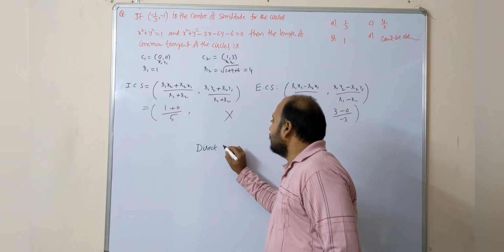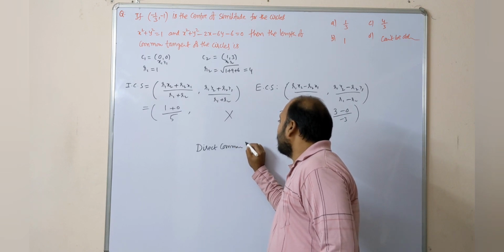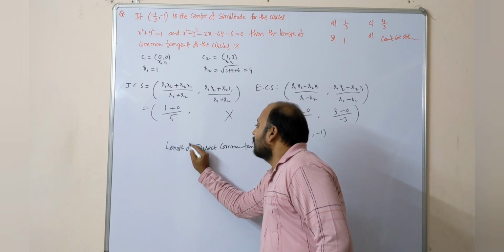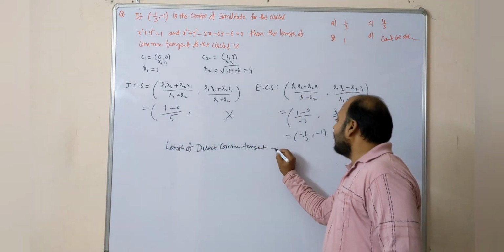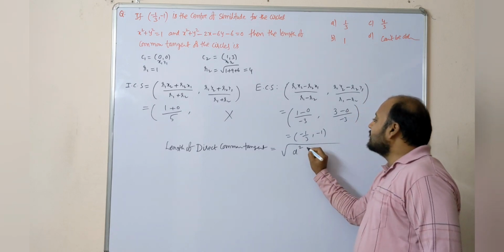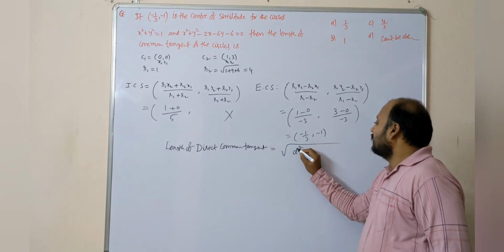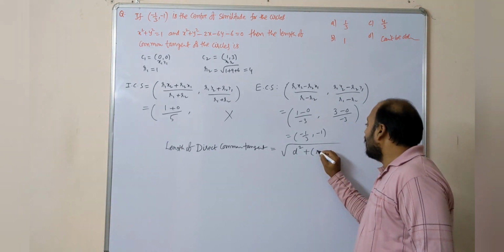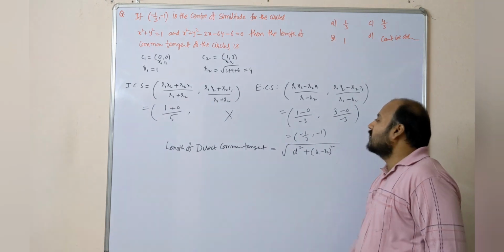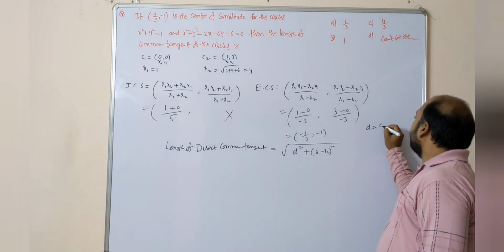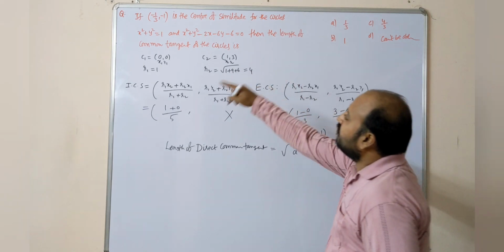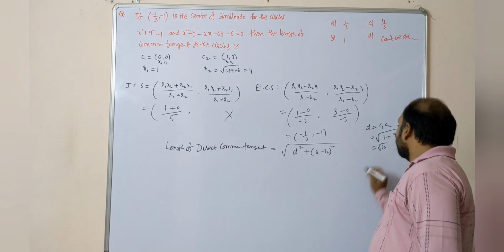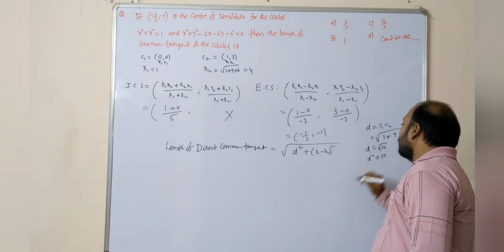Length of direct common tangent. The formula is root over d square minus (R1 minus R2) whole square. So first, what is d? d is the distance between their centers. Root over (1 minus 0) whole square, 1, plus (3) whole square is 9, root 10. So d square is equal to 10 only.